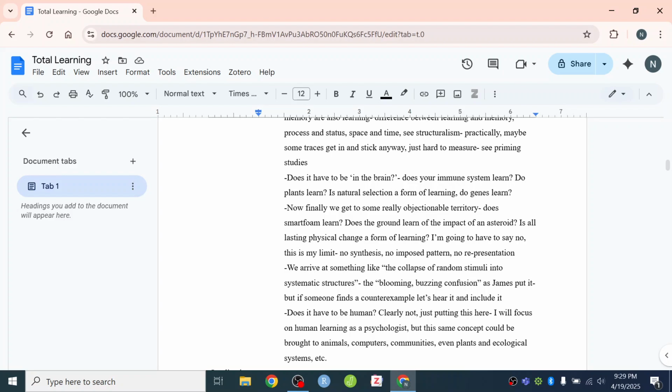But the same concept can be brought to animals and computers and communities and even plants and even ecological systems, as I've been discussing throughout this preamble, bringing up examples of. But for the remainder of this discussion, I'll be focusing on human learning specifically because I'm a psychologist and that's my discipline. But I do believe that the same approach of trying to think about the total learning done by the subject in a given period of time could be taken into other domains as well.